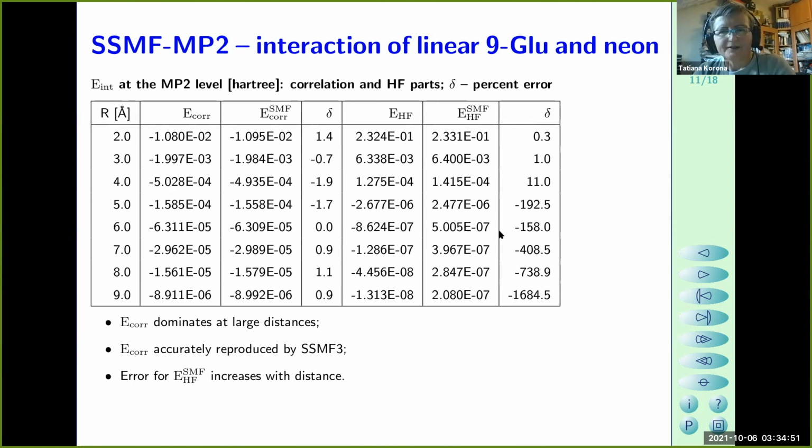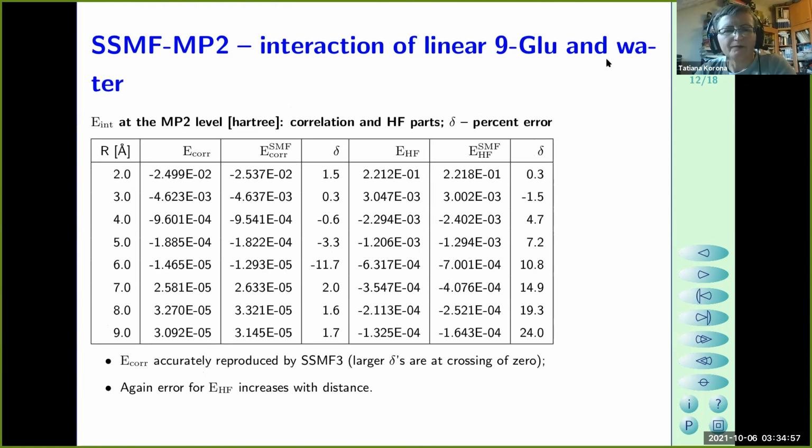So let us see if this behavior preserves for the polar molecule like water, and one can again see that the Hartree-Fock energy error increases, but the error of the correlation is actually small, stably small. Here this correlation energy just goes through zero, which is why we have this minus 12% error. So this is the analysis of just the supermolecular energy, which we can divide into the correlation part and the Hartree-Fock part.